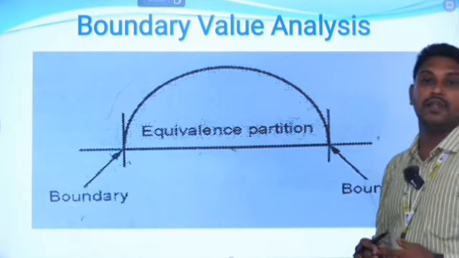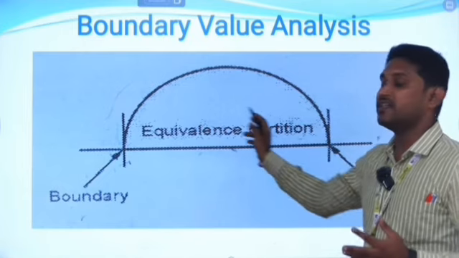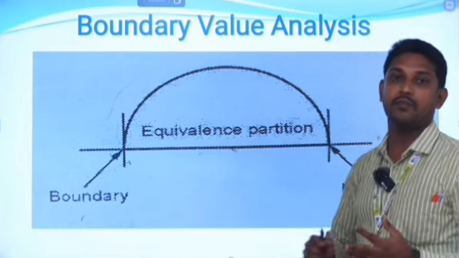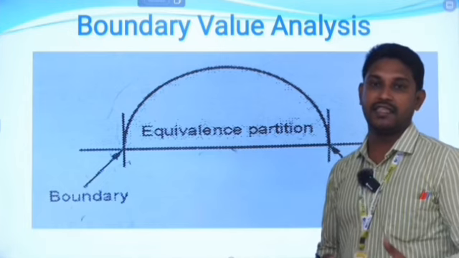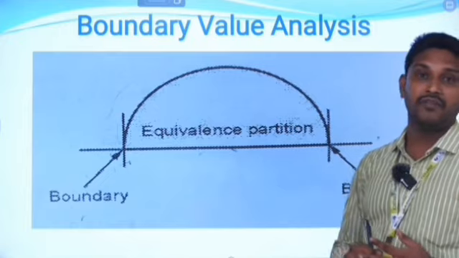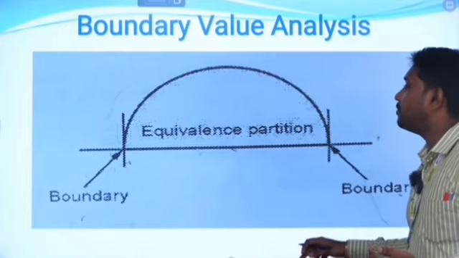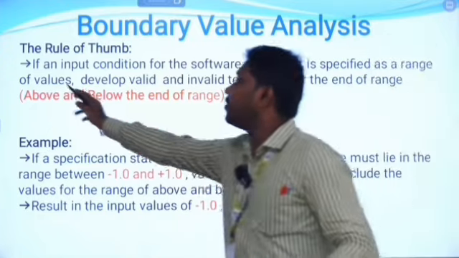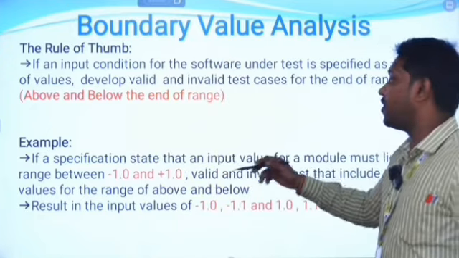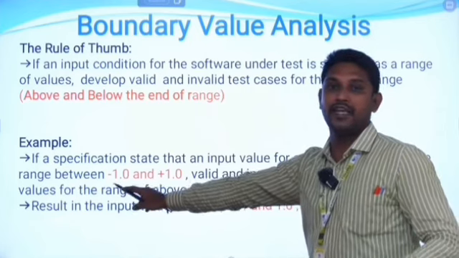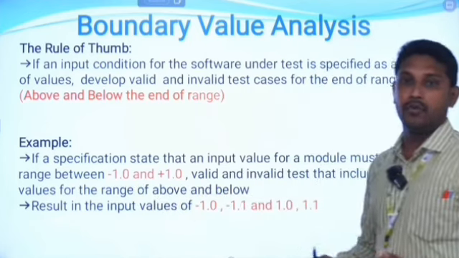Next, boundary value analysis. In boundary value analysis, first, with the help of equivalent class partitioning, we will have n number of input data. For each and every input data, we set the analysis. That is boundary value analysis. How do we set the boundary value? According to the rule of thumb, we set the value above and below the input value. Let us consider minus 1.0 and plus 1.0 with the input value.